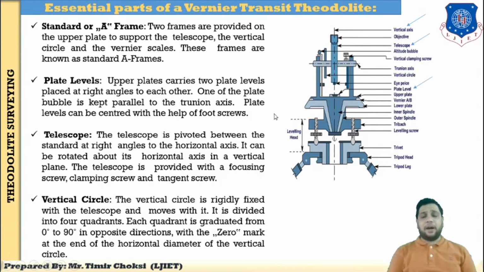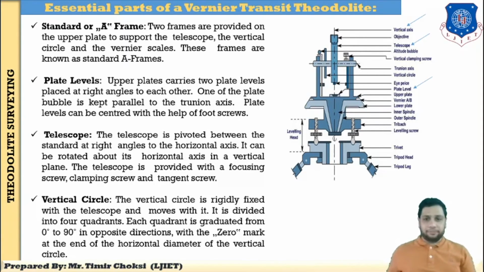Now, an essential part of the vernier transit theodolite is the standard or A-frame. Two frames are provided on the upper plate to support the telescope, the vertical circle and the vernier scale. Here, the A frame supports the telescope. This frame is known as the standard A frame because it is shaped like an A.